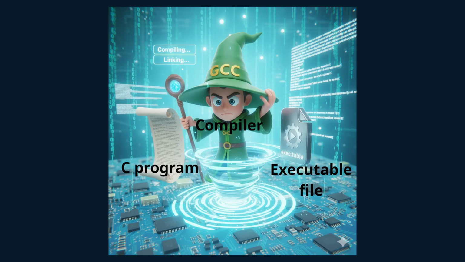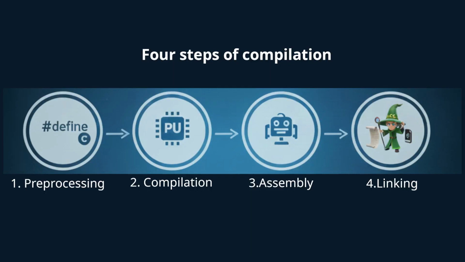CPU only knows the machine language. So we need something that translates our C program into a machine language. This is where compiler comes in. C compiler is a program that translates the human readable source code written in the C language into machine code that the computer CPU can execute.